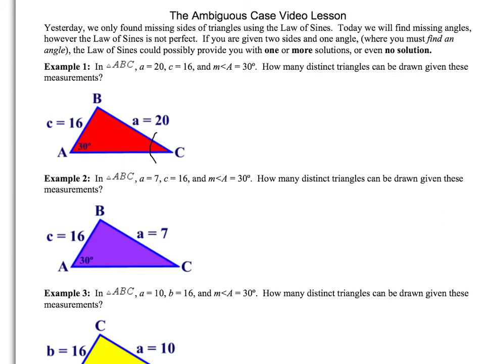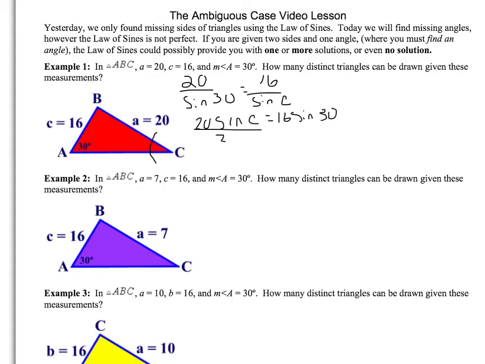So setting this one up for law of sines, it would be 20 over sine 30 is equal to 16 over sine C. Cross multiply. This time we divide by 20. So you'll have sine C equals that whole right-hand side. To get just C, you do your inverse sine. So you end up getting C equals, and we'll do some rounding if necessary, 24 degrees.